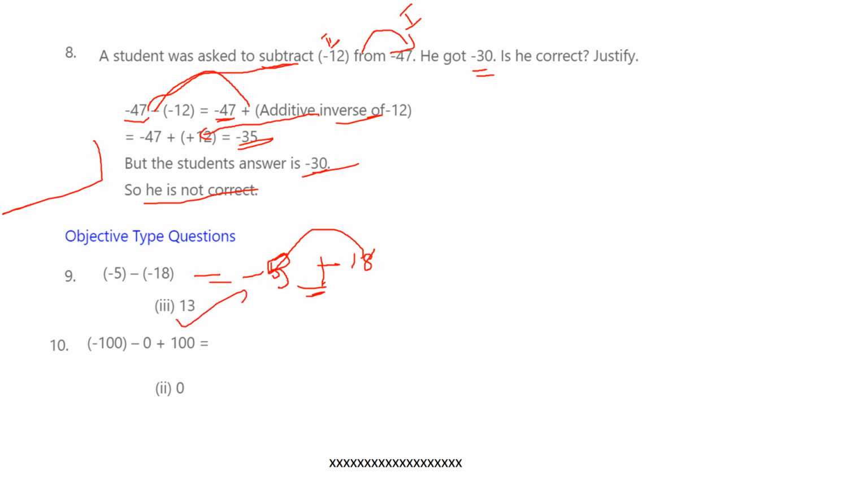Minus 100 minus 0 plus 100. That means minus 100 plus 100. If you add or subtract 0, that same number will come. So minus 100 plus 100 means subtract the numbers, 100 minus 100, 0. So 0 is the answer.